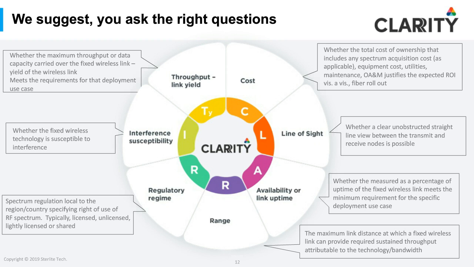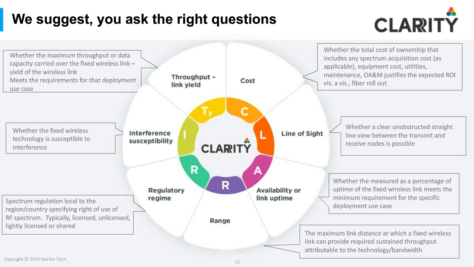And then, of course, the range: how far these technologies can support, what is the maximum link distance over which you can maintain a minimum throughput and link availability. And these are some of the levers that you can play with, changing the distance to get higher throughput, maybe better uptime, etc.